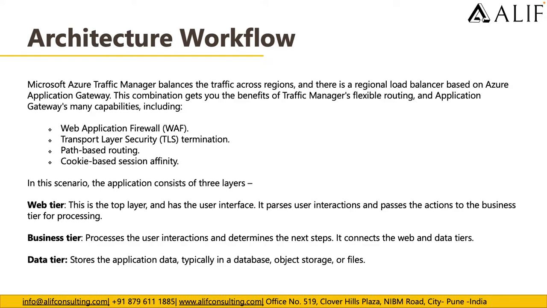So the Microsoft Traffic Manager in the design is going to distribute the traffic across the regions. Then you have an application gateway, which provides layer 7 security with WAF, and also gives you TLS termination, path based routing, and cookie based session affinity. Then you have the web tier, business tier, and data tier in the same way, to provide the access or interface and process the user interactions and information. And the data tier is to store the application information in the backend.